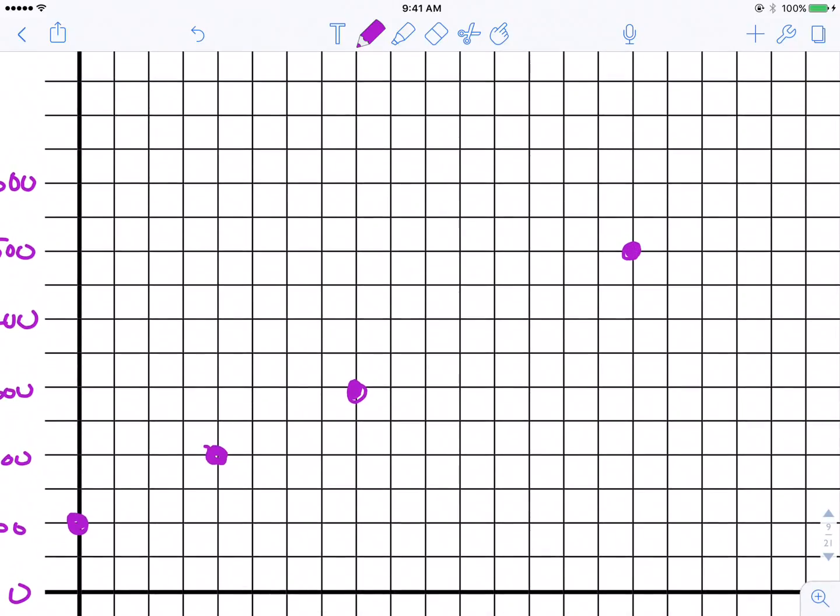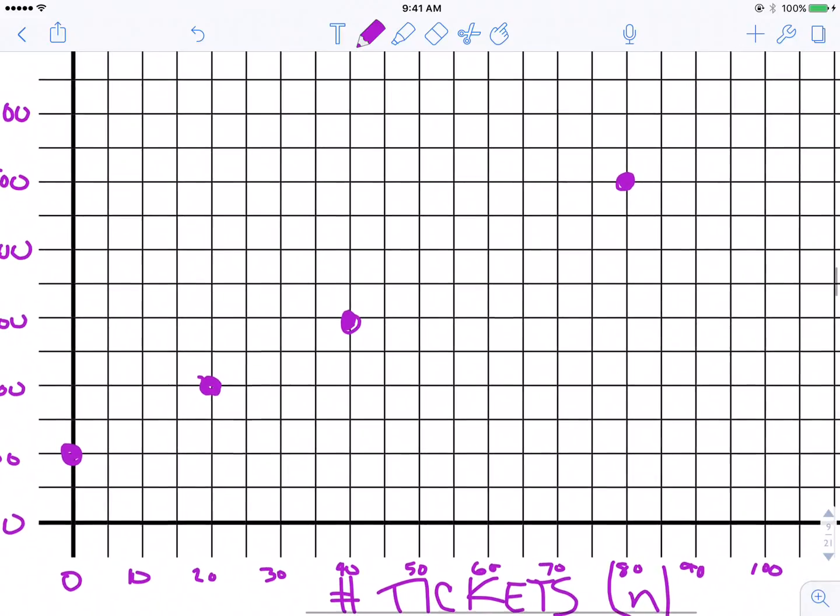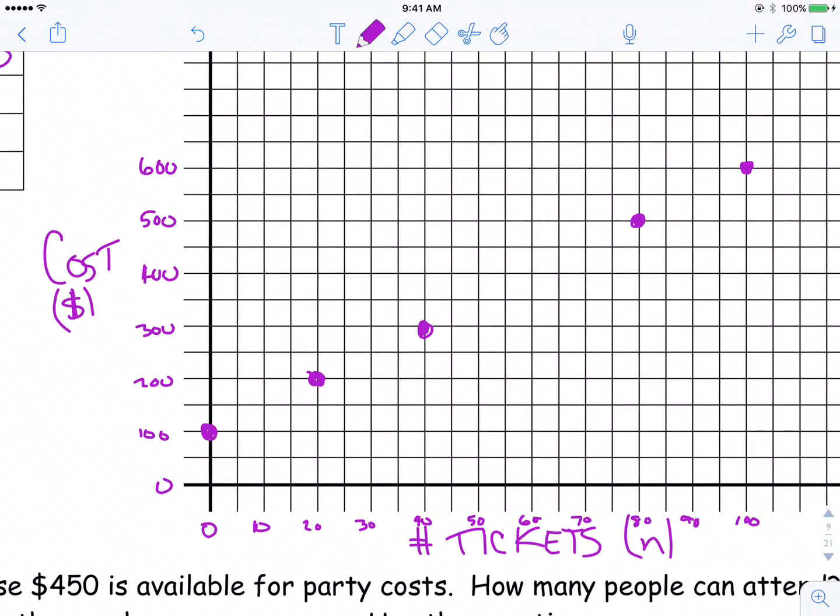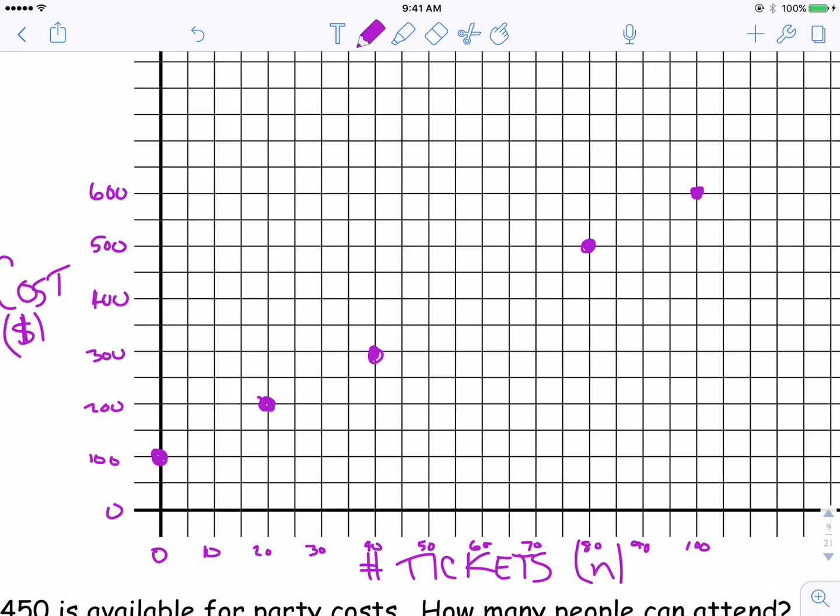And then we went 100 and 600, something like that. And then, now at this point, we would have to actually decide whether or not we were going to draw a line through this data or have individual points.